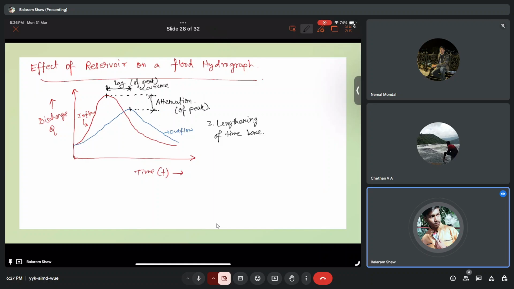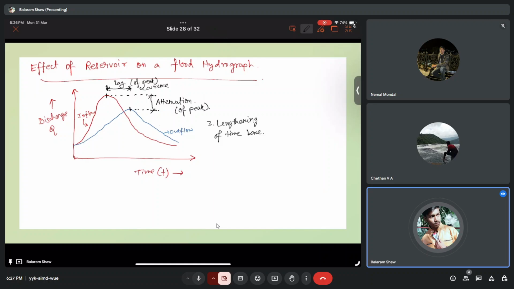Okay, so let's say, we'll come to that later maybe. So this was the effect of a reservoir on a flood hydrograph. Next, what was there? We had channel routing, right? So we'll talk a little about channel routing and then we'll move to some questions.